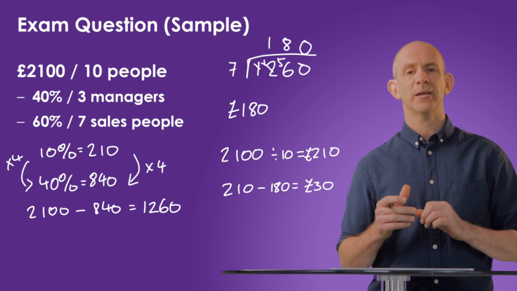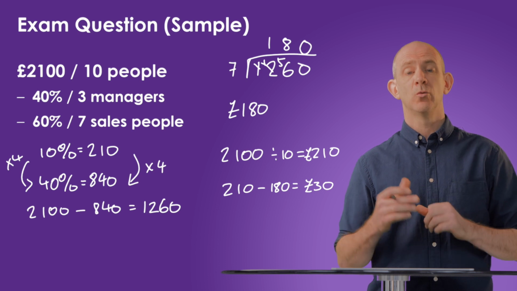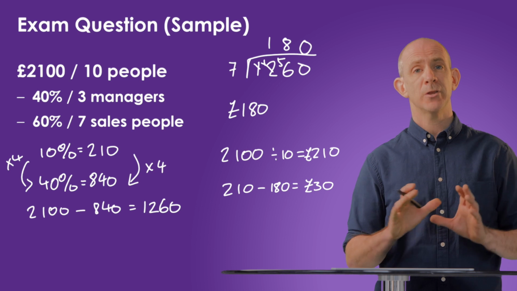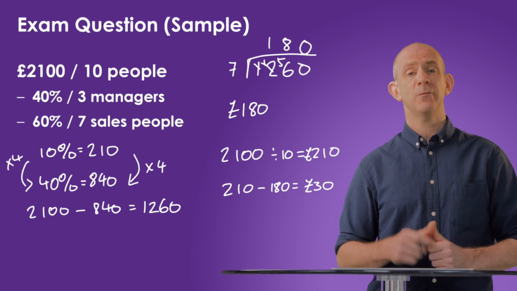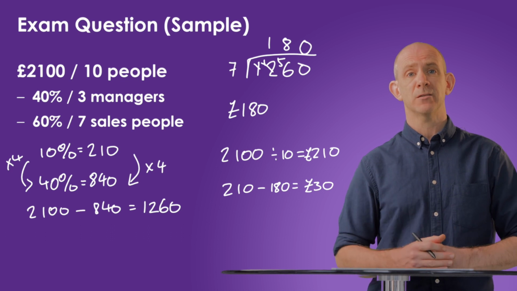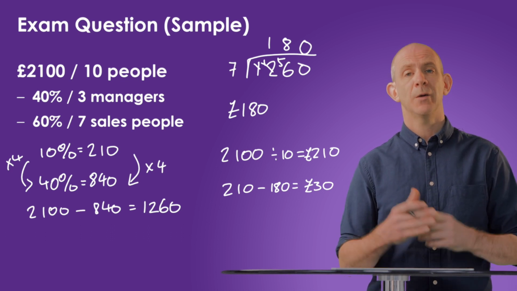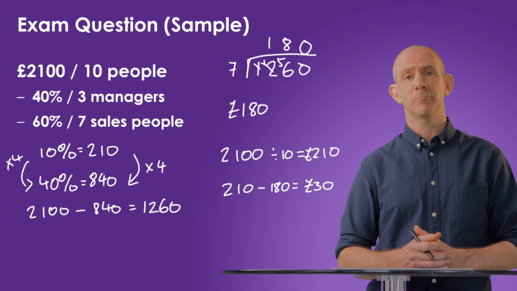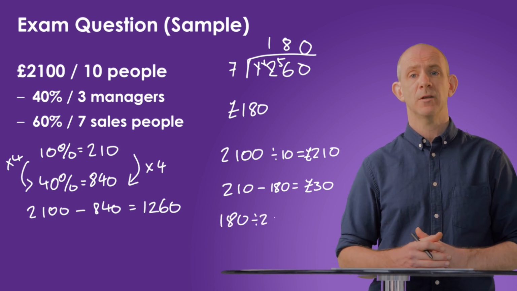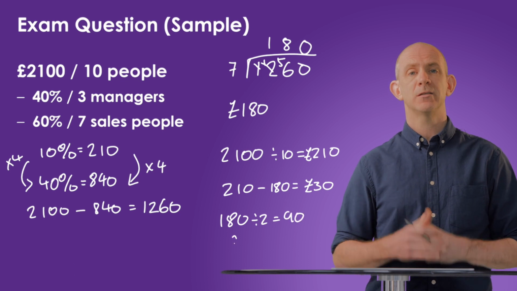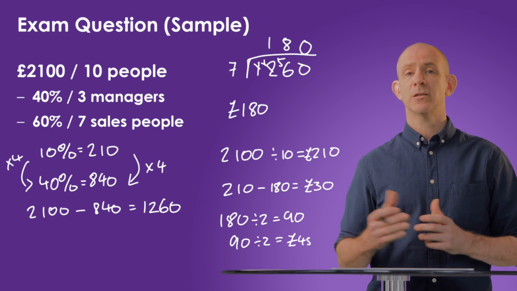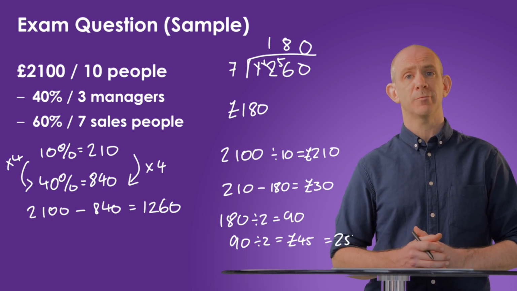Now, in order to find out what that is of 180, we're going to need to actually find 30 out of 180. But there's a quicker way we can do this. If he's saying he's going to get 25% more, let's find out what 25% of 180 is. We can find this quite simply by dividing 180 by 2 to get 90. That would be 50%. And we divide it by 2 again to get £45. That's 25%.